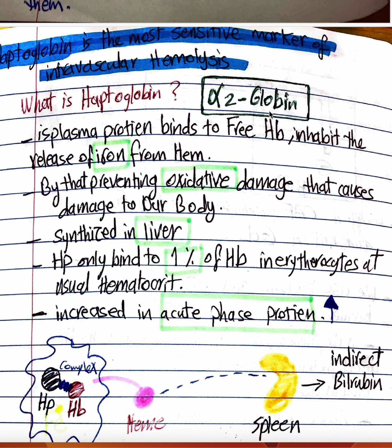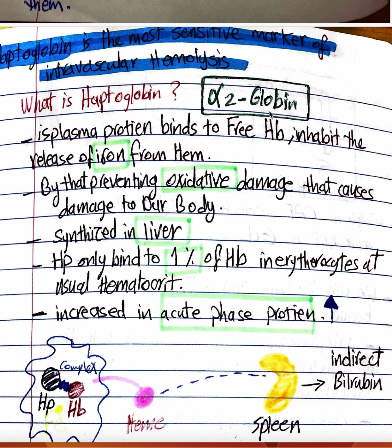Haptoglobin only binds to 1% of the hemoglobin in the erythrocytes at the usual hematocrit. That is normally okay, because there will be free hemoglobin, but it just binds to 1% of it. That is what is normal, and it will increase as an acute phase protein. So again, haptoglobin is an alpha 2 globulin.